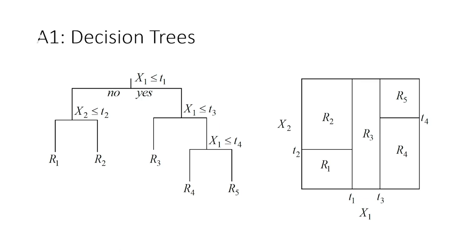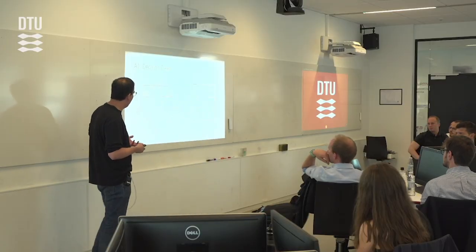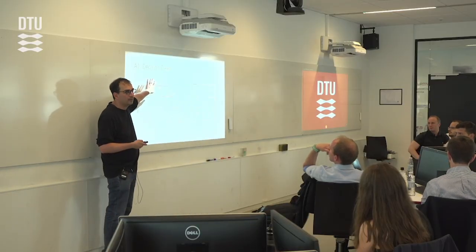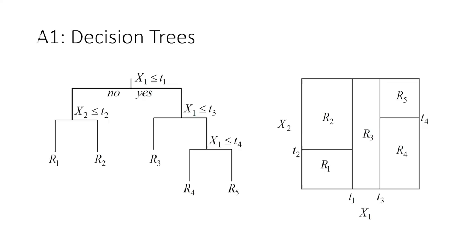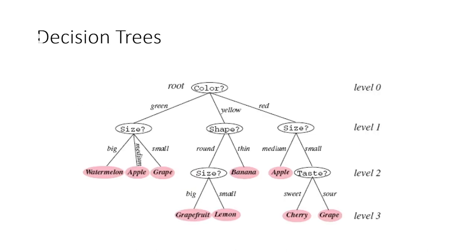And the question is, how do I learn this decision tree? Do note that this is fully explainable. If I ask you why you thought that this sample was R4, then you can say, well, x1 was something, and because it was less than T1, then more than T1, I decided to go here. I can give you an explanation that is reasonable, and then you can judge whether my explanation is good or bad.